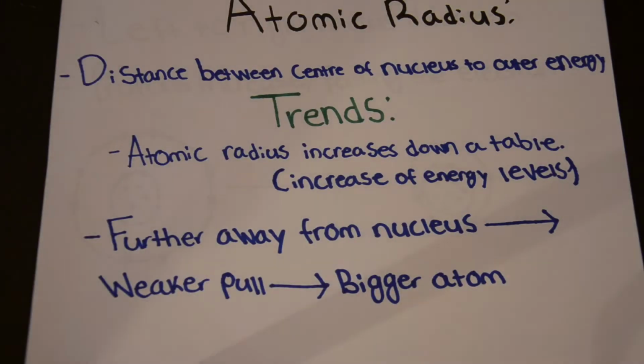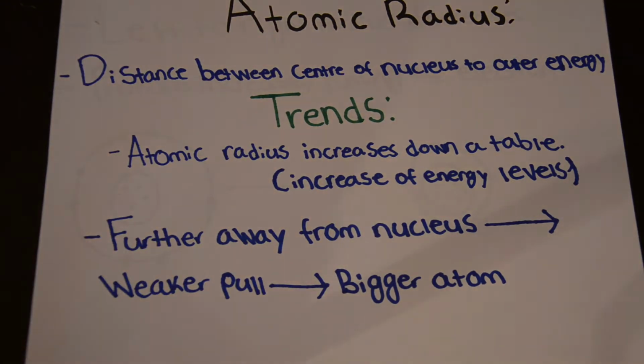Okay, let's talk about the atomic trends. Now to start off, we'll talk about the atomic radius. The atomic radius is the distance between the center of the nucleus to the outer energy shell. And the trend for the atomic radius is that it increases down the table because the energy levels increase as you're going down the table.